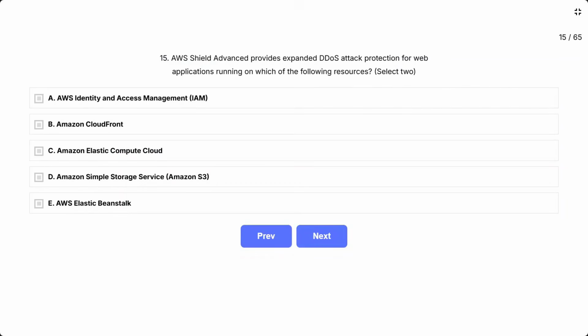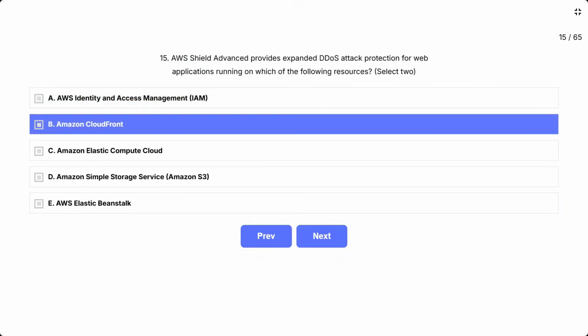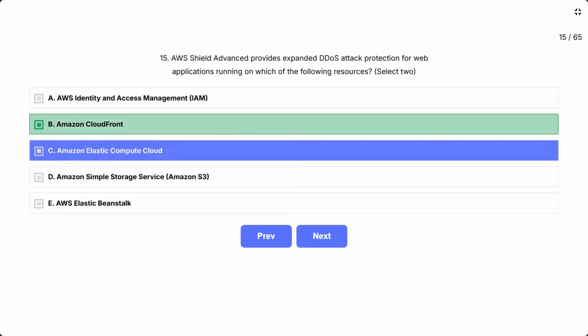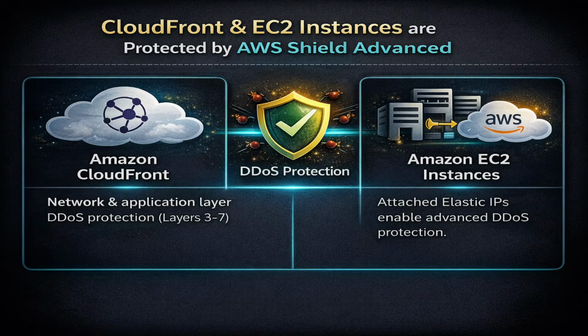The correct answer is B, Amazon CloudFront, and C, Amazon Elastic Compute Cloud. Amazon CloudFront distributions are directly supported by AWS Shield Advanced and are one of the primary resource types you can protect against DDoS attacks. Shield Advanced provides both network layer, layer 3-4, and application layer, layer 7 protection for CloudFront. Amazon EC2 instances are protected by AWS Shield Advanced through association with elastic IP addresses. When you attach an elastic IP to an EC2 instance and add that elastic IP to Shield Advanced protection, the EC2 instance gains advanced DDoS protection.